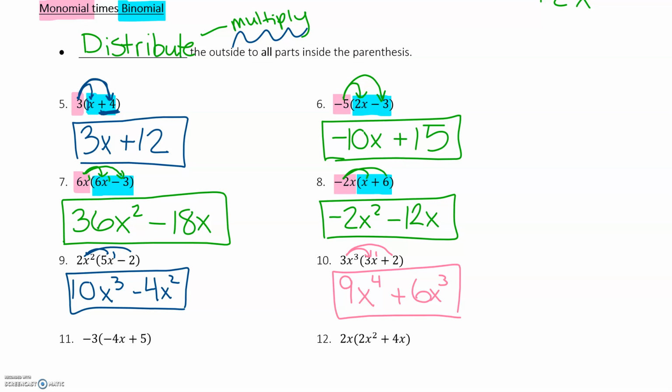All right. Negative 3 times negative 4x gives us a positive 12x, and negative 3 times a positive 5 is negative 15. And number 12, 2x times 2x squared, 4x cubed, we're increasing that exponent by adding, and 2x times 4x, positive 8x squared.